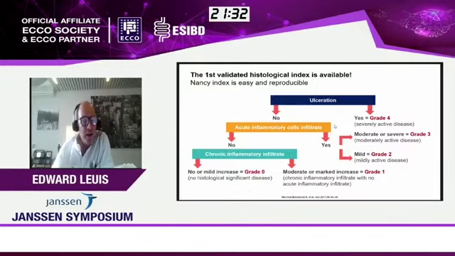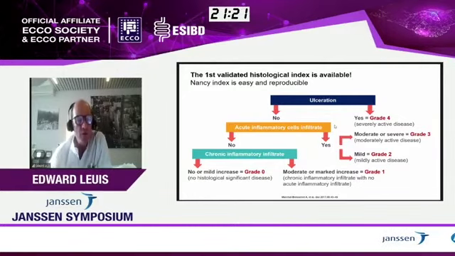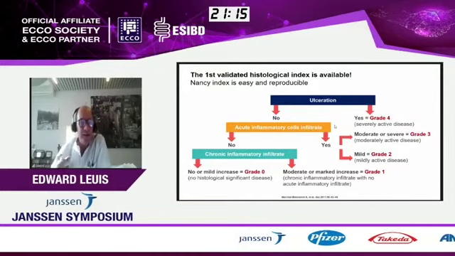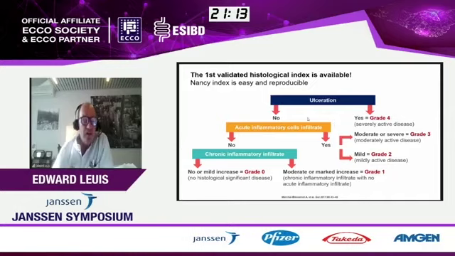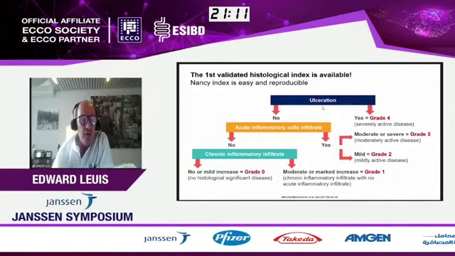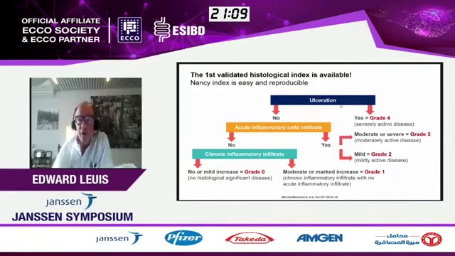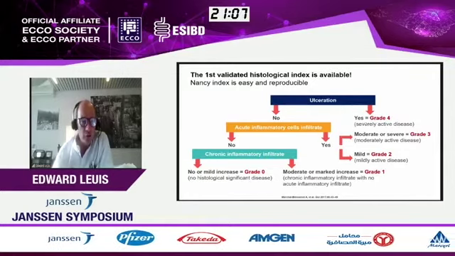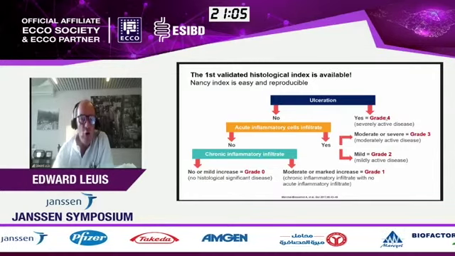And interestingly, the first validated histological index now available was published a few years ago by the team in Nancy from Laurent Peyrin-Biroulet. Interestingly, those are the items that are taken in that score. And you see, it's like an algorithm, but very easy to use. If you have ulceration, obviously you are not in histologic remission, you are having a grade 4.